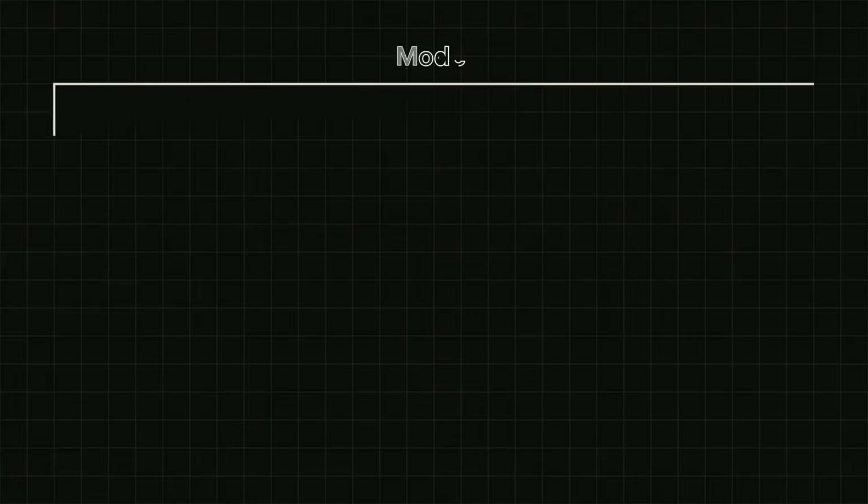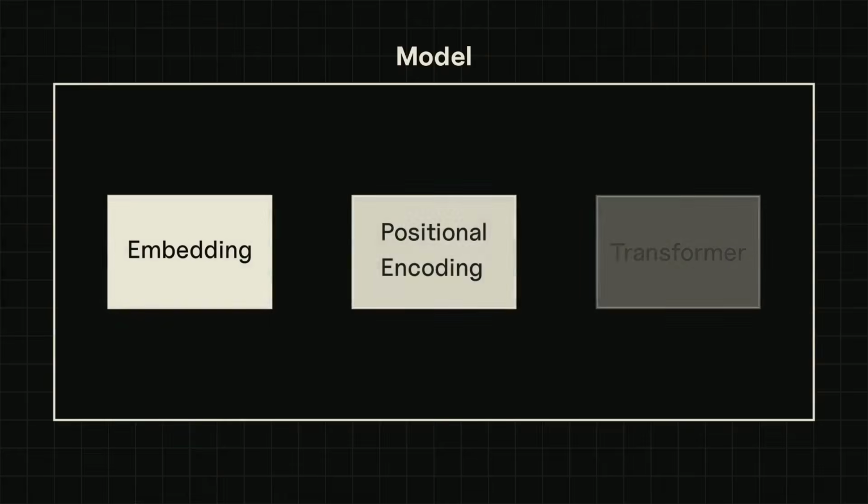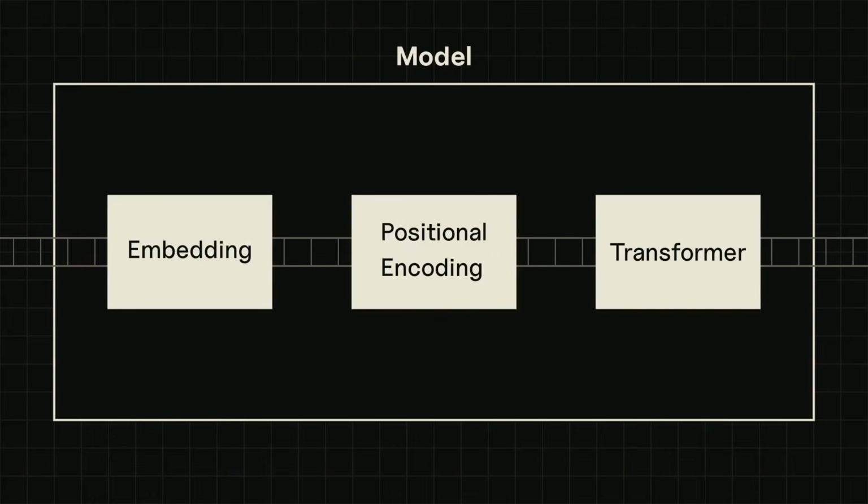Now, we enter the model building. This is the main building of this factory. Everything in this building is learned, meaning from here on, every machine has settings that get adjusted as the model trains. The first machine in this building is the embedding machine.